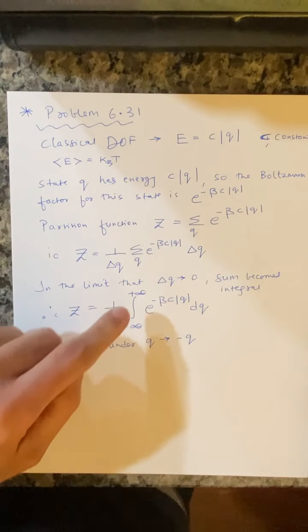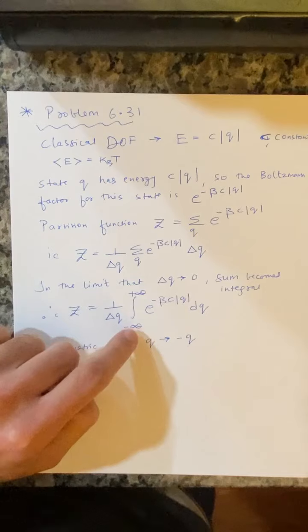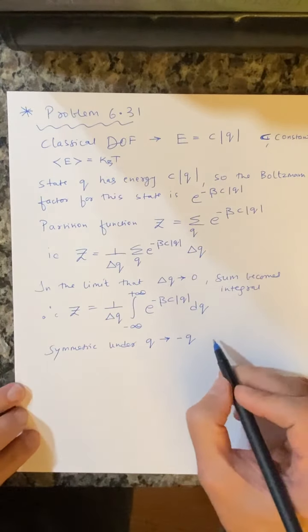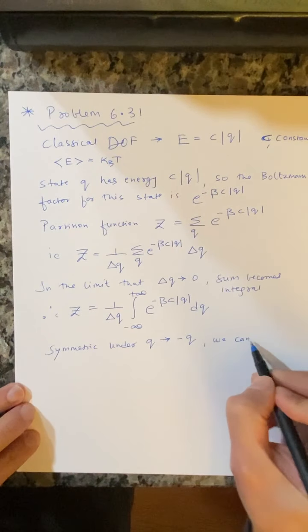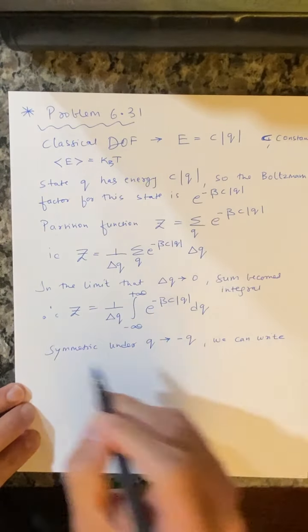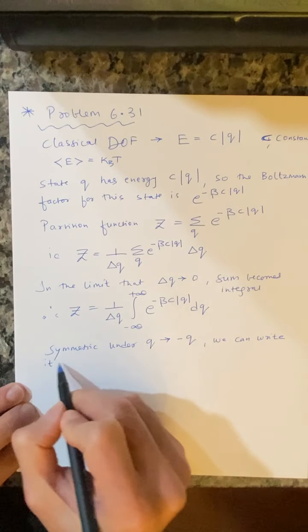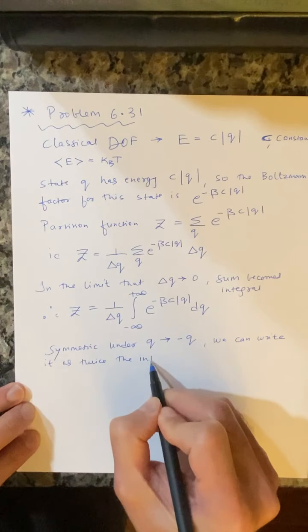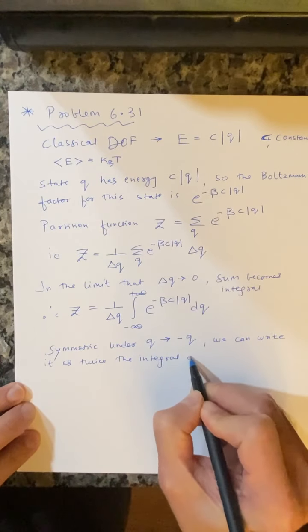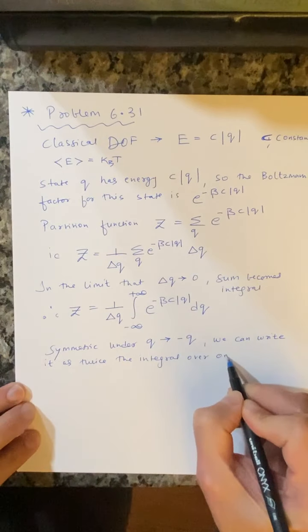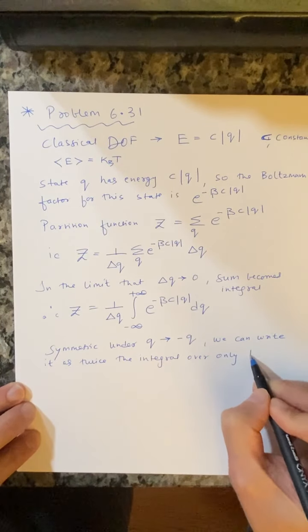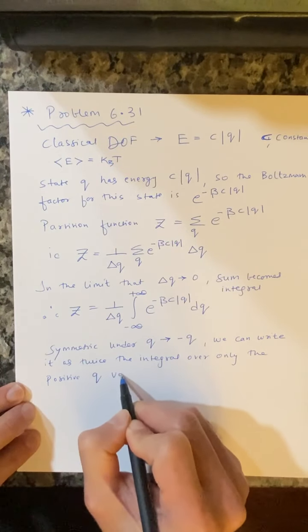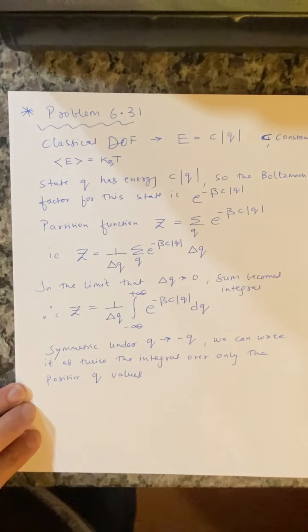You all know how I can change these limits, right? From minus infinity to infinity, I can actually go from 0 to infinity here, right? I can do that. We can write this as a little bit of mathematics, and I am assuming you all have done this, something like this. We can write it as twice the integral, or only the positive values, half of it, right? Only the positive q values.